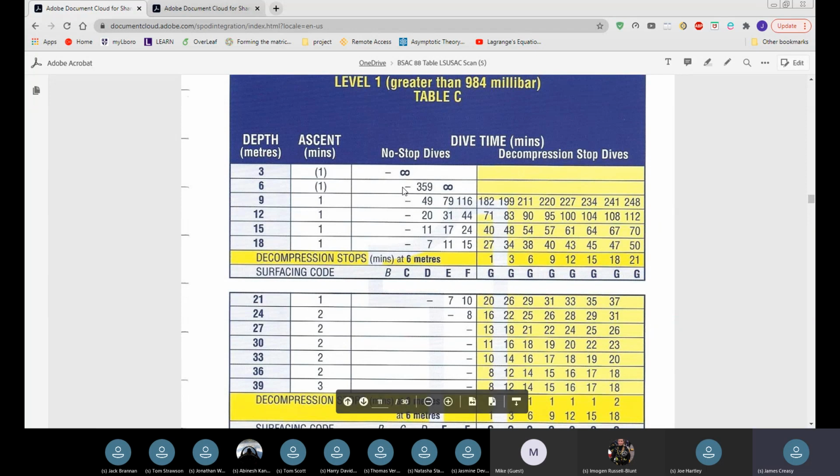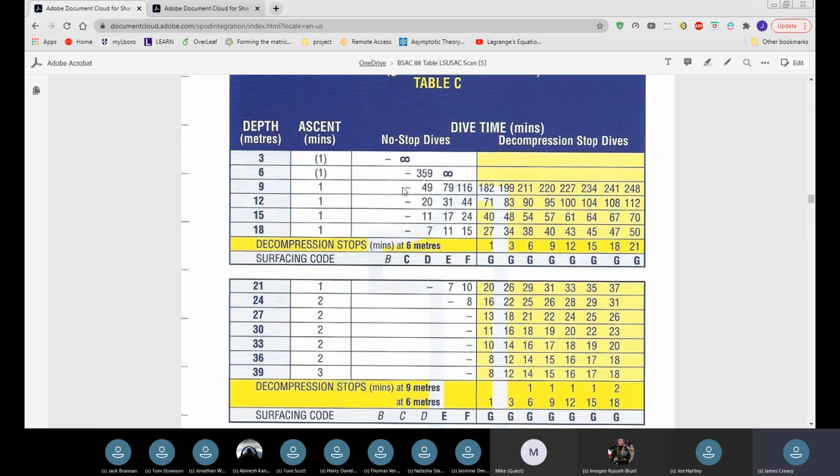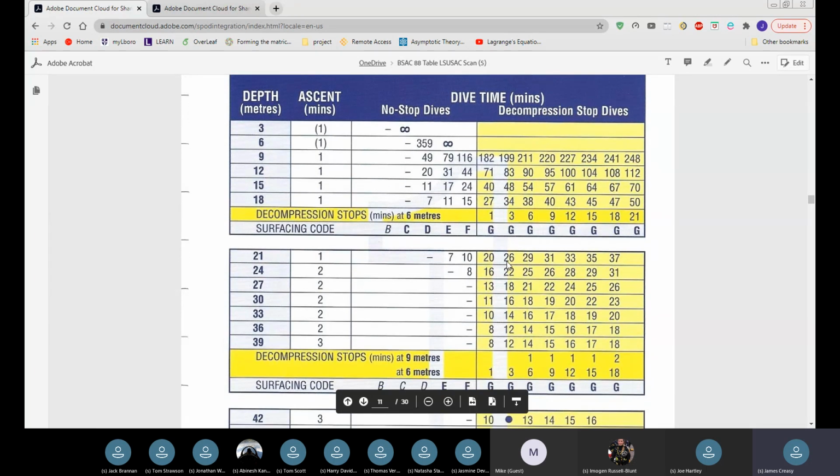So the second dive here, it's telling us that we're going to be doing a 21 meter dive, which is down to here. And we're going to be doing it for 25 minutes. So again, we look across, we find 20, it's not quite 20, so we need to go over to the next one, so 26. If we scroll down from 26, we find that we now need a 3 minute stop at 6 meters. And we surface on a G.